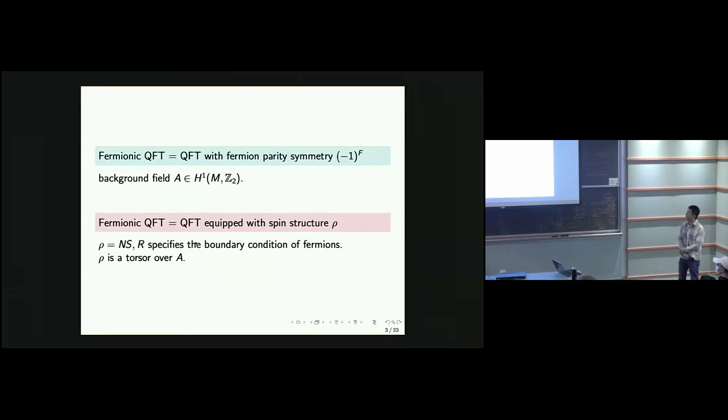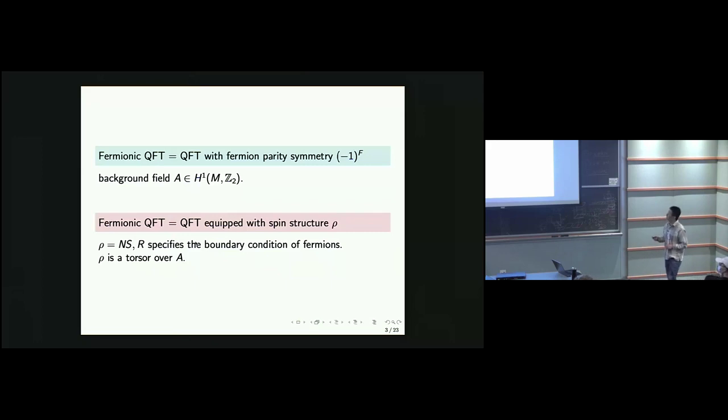There is a closely related definition, but not quite equivalent, which is that the fermionic quantum field theory is a quantum field theory equipped with a spin structure. So what is a spin structure? Roughly speaking, a spin structure specifies the boundary condition of the fermions. If the fermion goes around a cycle of the space-time manifold and it gets a minus, then it's the NS spin structure, and otherwise it's the R spin structure. The mathematical spin structure is a torsor over the Z2 gauge field, which means that if you shift the spin structure with a Z2 gauge field, you will get another spin structure.